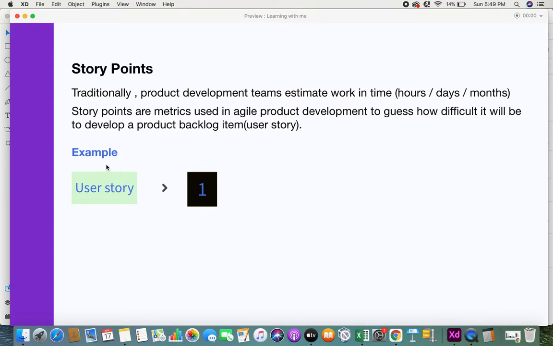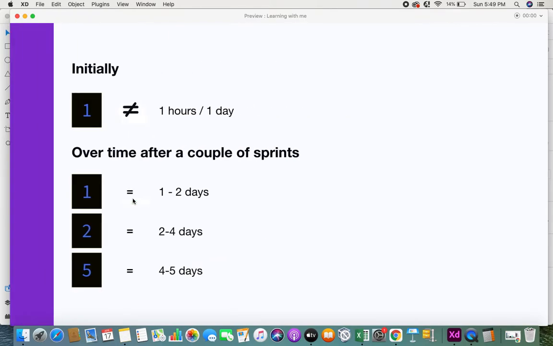For example, instead of taking a user story and saying that it will take around 3 hours to complete, we would look at how much effort it is going to need to complete this particular user story, and giving that effort a particular value is what a story point is. That particular value is called a story point. So every user story will be assigned a story point, which denotes the amount of effort needed to complete the user story.